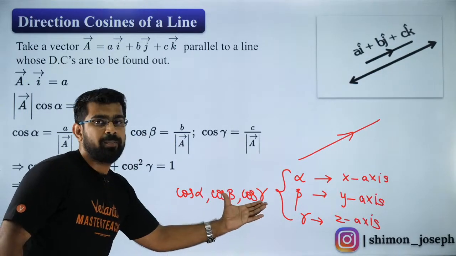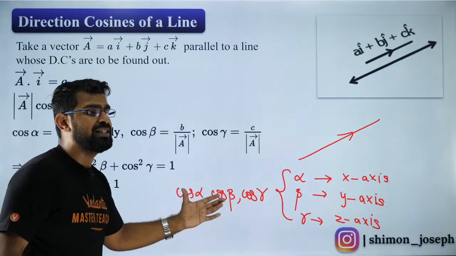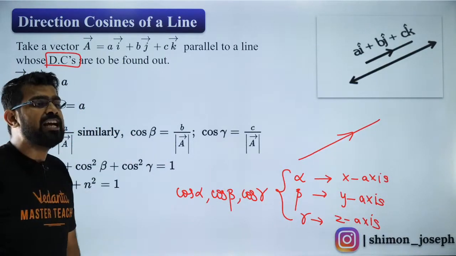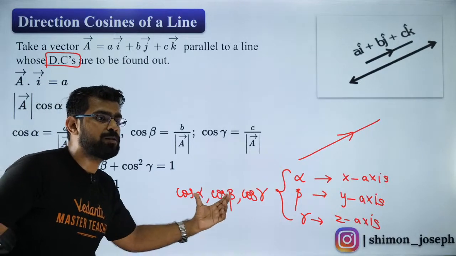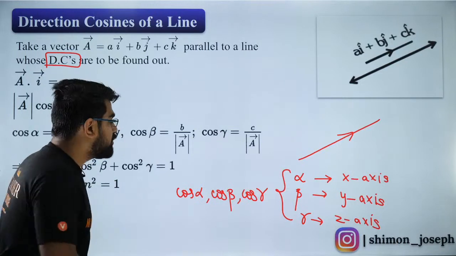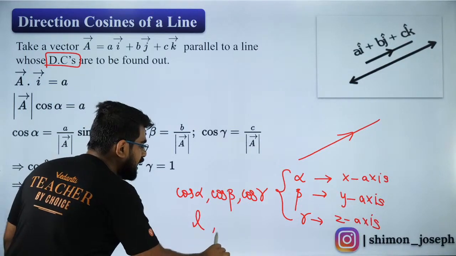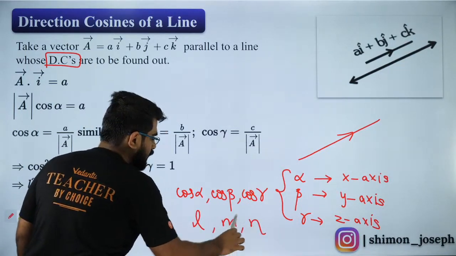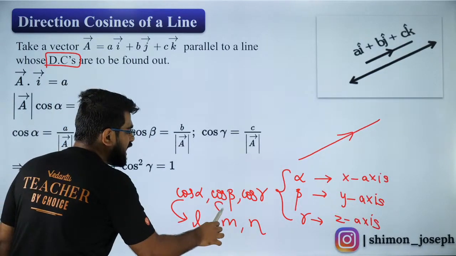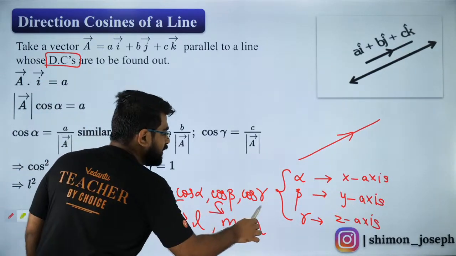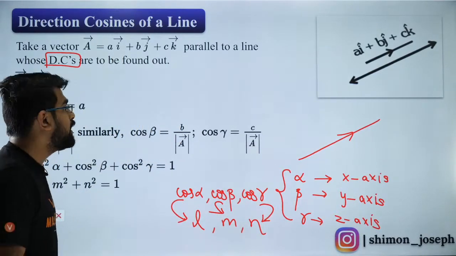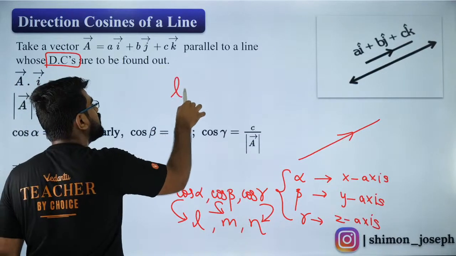These three parameters, cos alpha, cos beta and cos gamma, are called as direction cosines. So they are given the symbol L, M and N. So cos alpha is usually denoted by L, cos beta is usually denoted by M and cos gamma is usually denoted by N. Okay, and what is the relation which you have to remember?